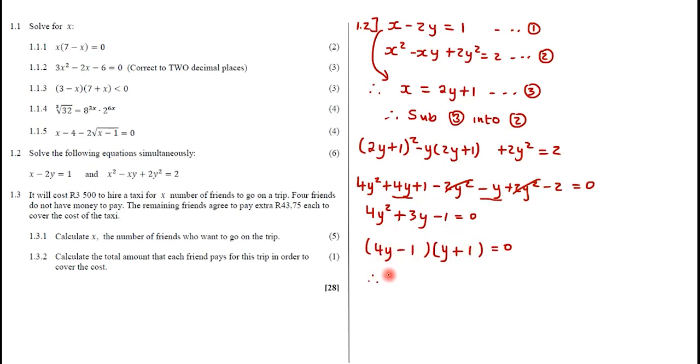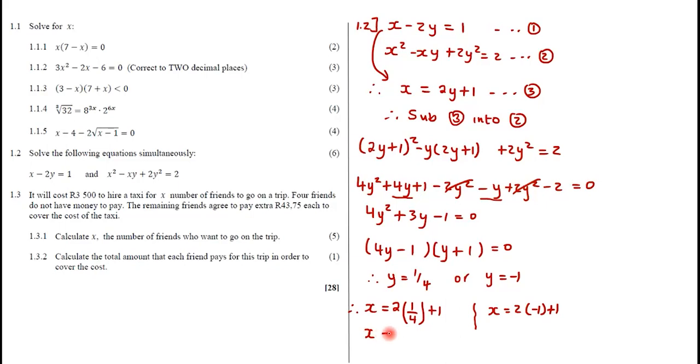And then looking at this, you can see that y here is 1 over 4, or in this case, y is going to be minus 1. And then of course, once we have that, we'll then substitute the value for x. So if y is 1 over 4, then x is going to be 2 into 1 over 4 plus 1. And then for this case, x will be 2 into minus 1 plus 1.